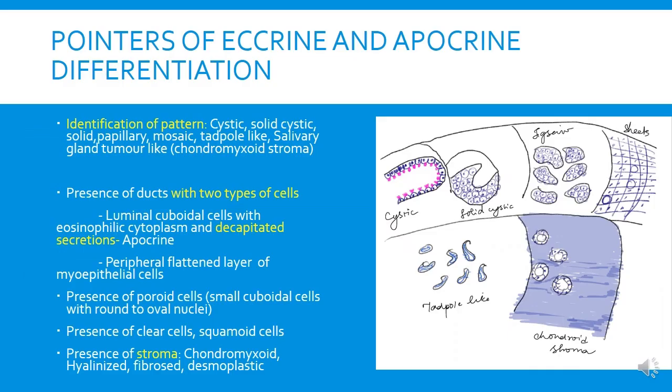Before we discuss each and every tumor, I want you all to remember the pointers of eccrine and apocrine differentiation. When you look at a tumor and expect it to be of sweat gland differentiation, the most important thing is to look for the pattern of the tumor, whether it is cystic, solid, or solid-cystic, papillary pattern, mosaic-like pattern, tadpole-like pattern, or a morphological picture resembling a salivary gland. There's a lot of relationship between sweat glands and salivary glands because two types of cells are present in both, the secretory component and the myoepithelial component.